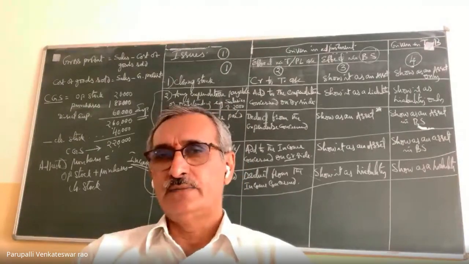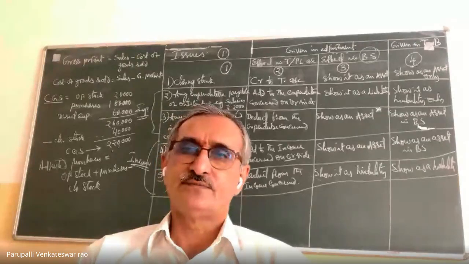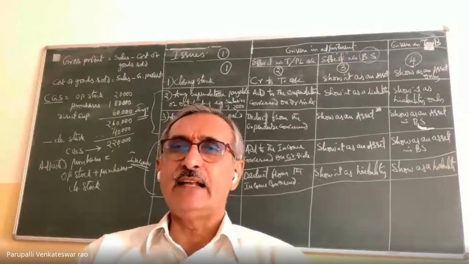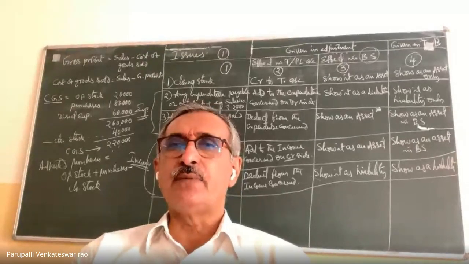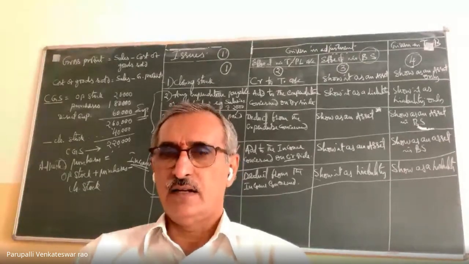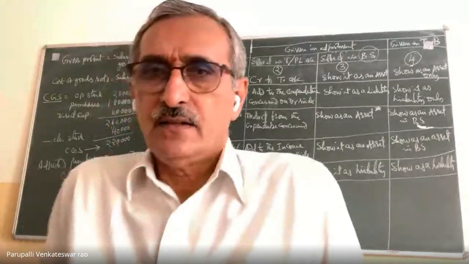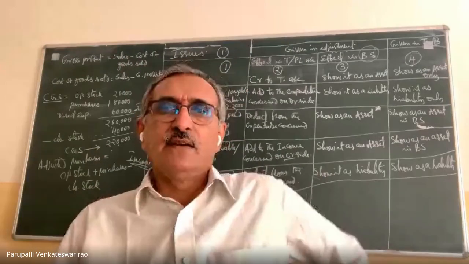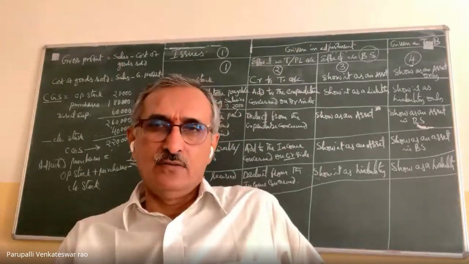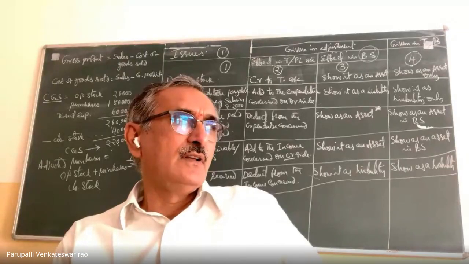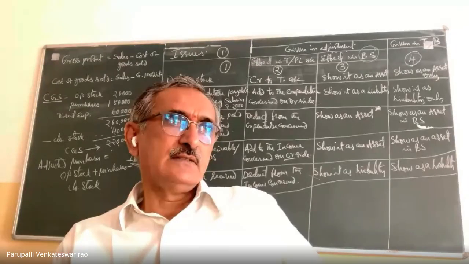Tell me the effect. Deduct from purchases in trading account on debit side. Write it down. Second column, effect in trading and profit and loss account is deduct from purchases. Purchases are on the debit side of the trading account. So deduct from purchases.